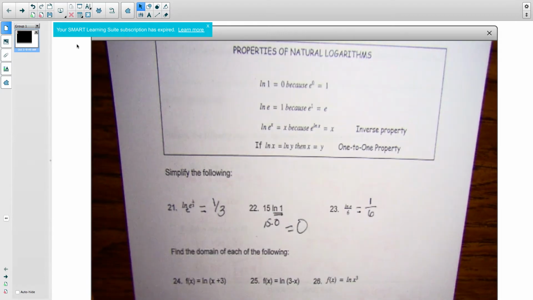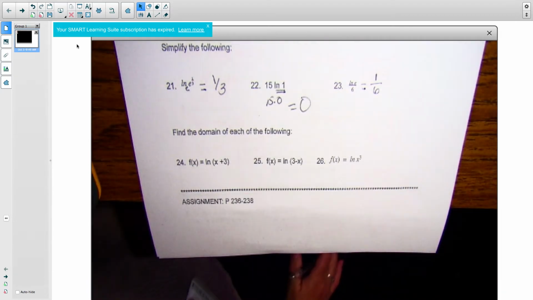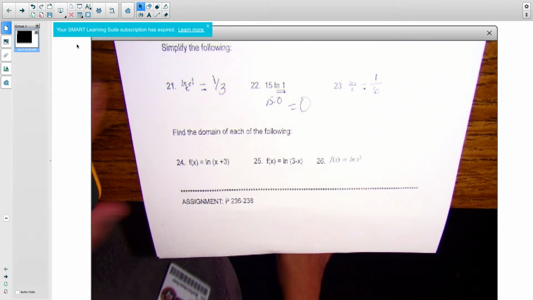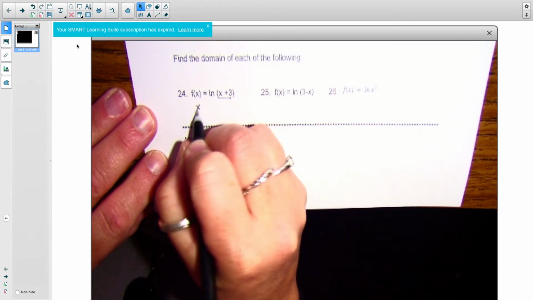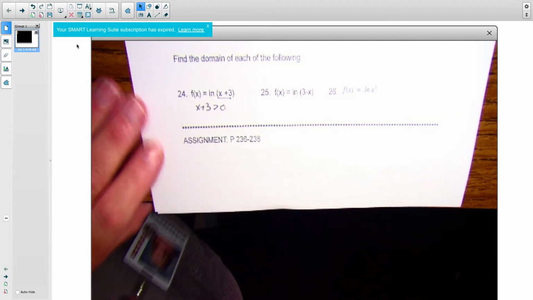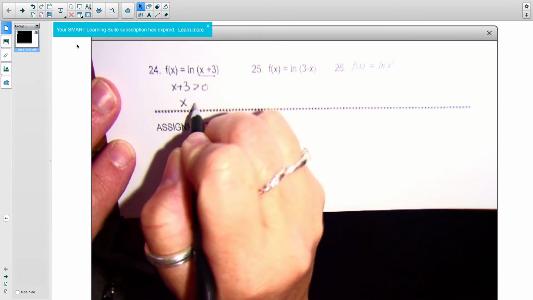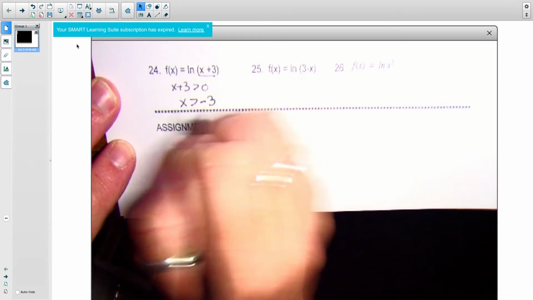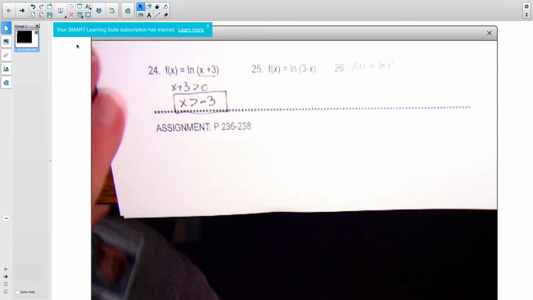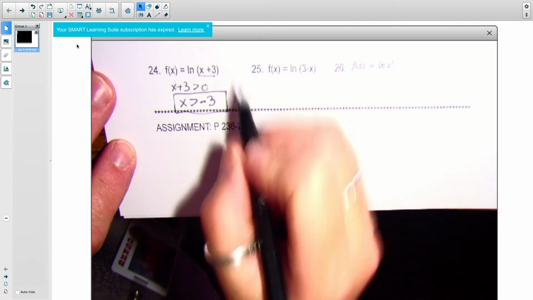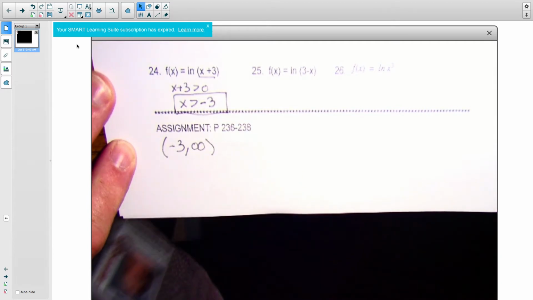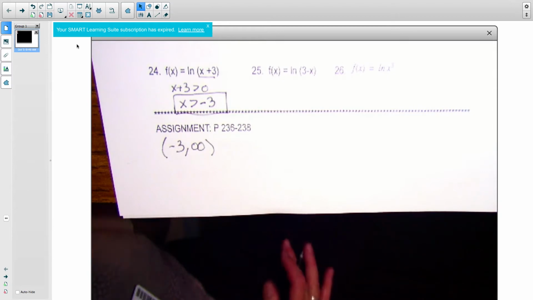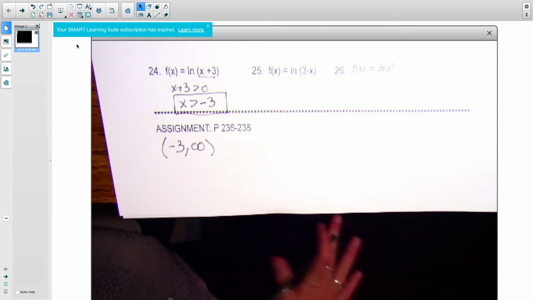And then for the domain, again, just like the log, you cannot take the natural log of a negative number. It has to be greater than 0. So x plus 3 is greater than 0. So x is greater than negative 3. If you write it in interval notation, it'll be negative 3, comma, infinity with parentheses. It's probably how it's written on your answer sheet for your homework.